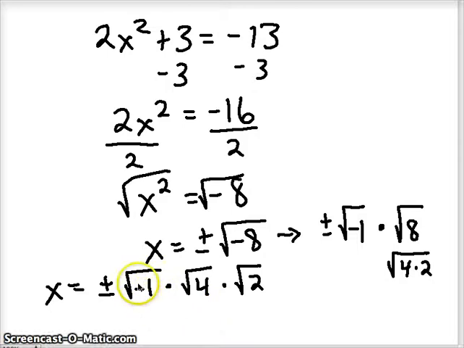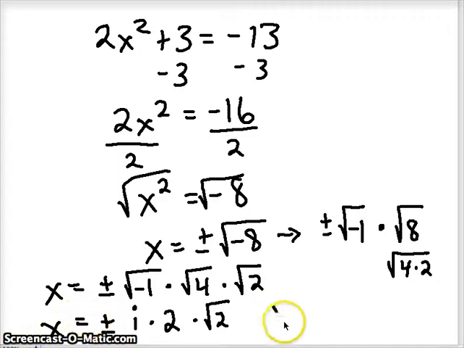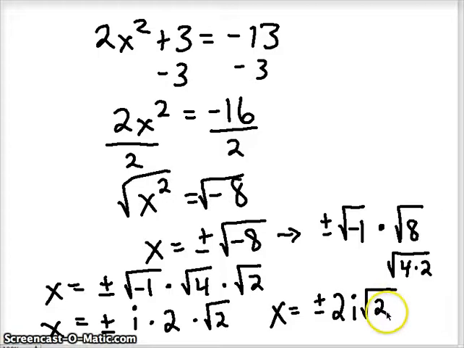So now let's simplify. Instead of the square root of negative 1, we get i. Instead of the square root of 4, we get 2. And the square root of 2 can't be simplified anymore. So let's just rewrite it all in order. We want x equals plus or minus 2 first, then i, then the square root of 2. So really we got positive 2i times the square root of 2 and negative 2i times the square root of 2. Two answers. Alright, so it's getting more and more complicated here as we go.